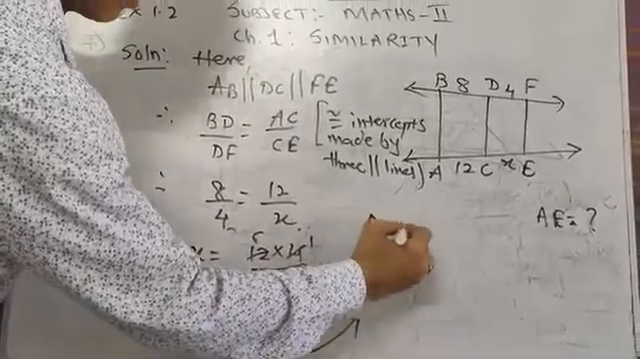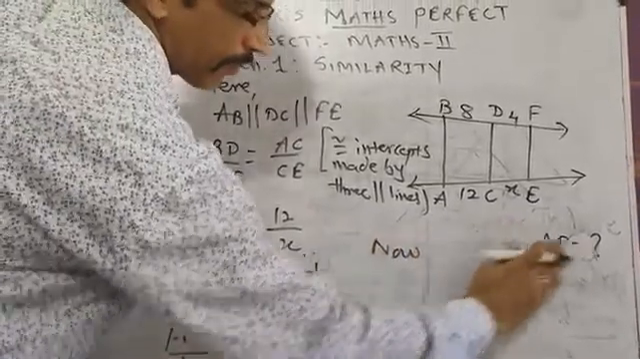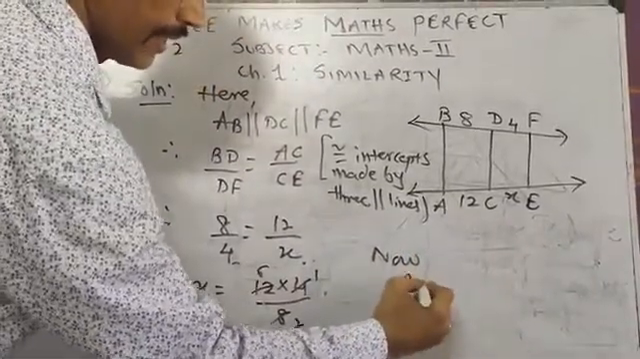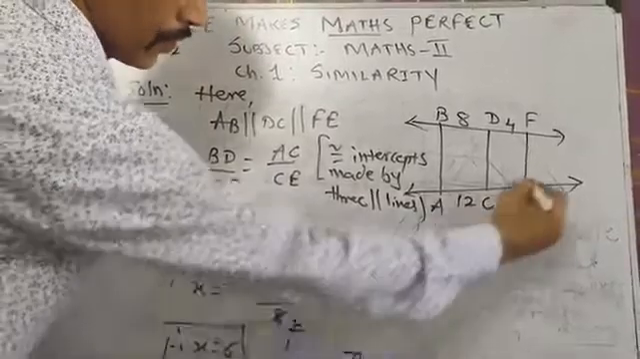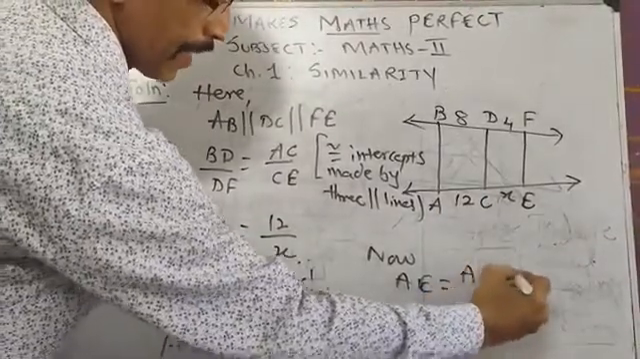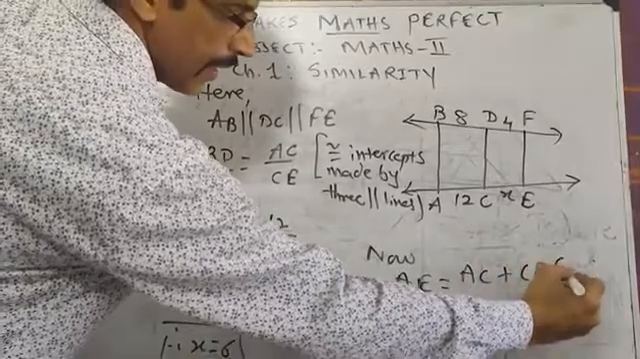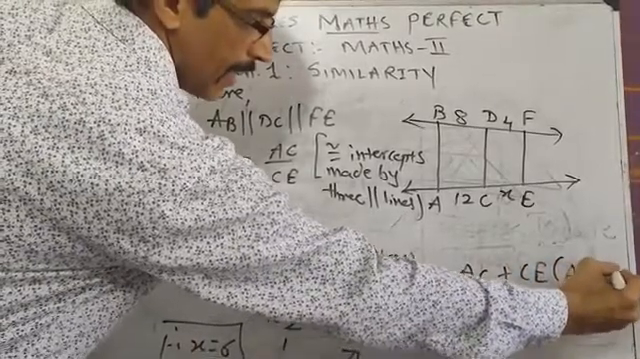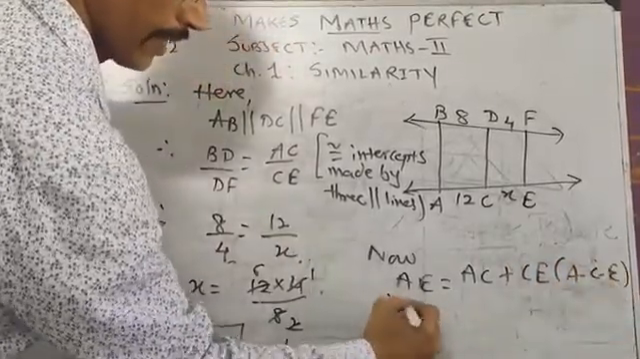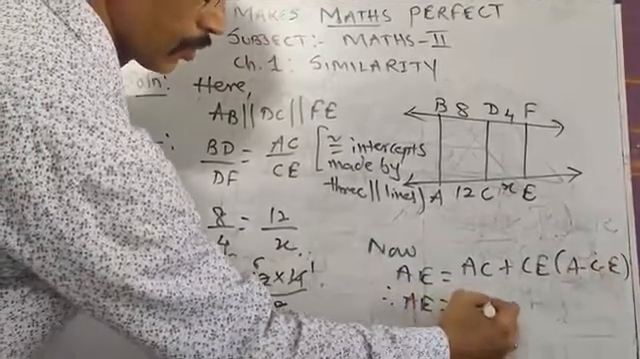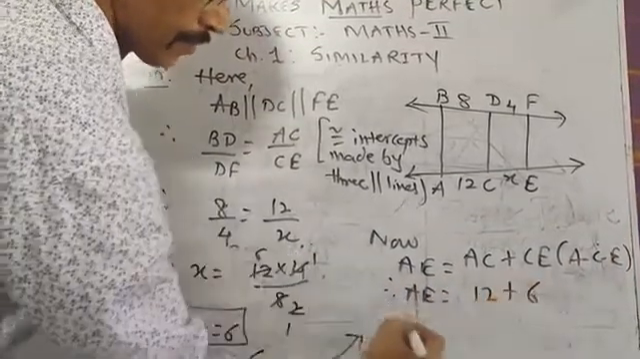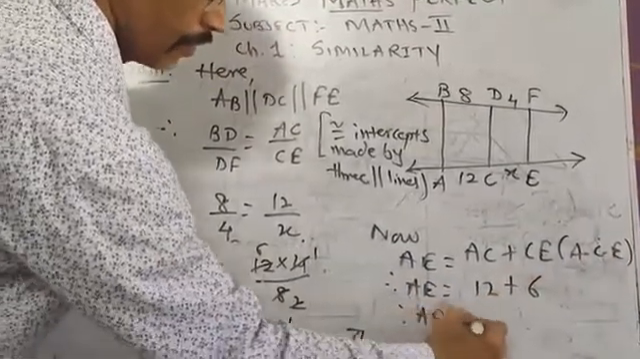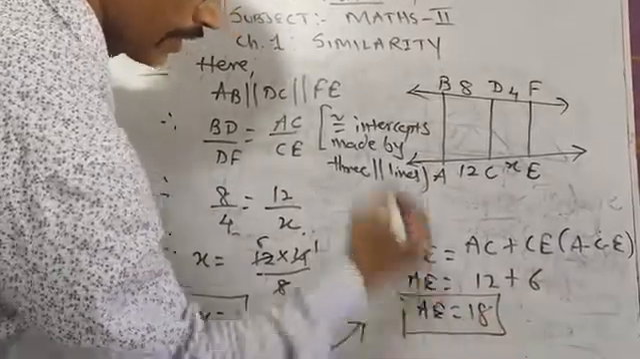Now we want the value of AE. AE is equal to AC plus CE, as A, C, E are collinear points here. Therefore AE is equal to, AC is 12, 12 plus 6, and therefore AE is equal to 18. We got the answer, AE equal to 18.